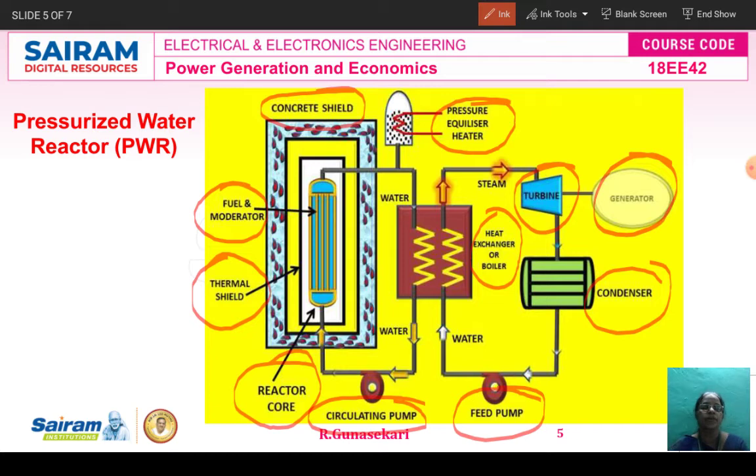So now you see the heat exchanger. The heat exchanger is between the reactor core and the turbine. In between, only the heat exchanger is there. So here there are two circuits. You see this is one, this is another one. The water comes to the heat exchanger, then again comes to the reactor. This is one circuit. In the other circuit, from the condenser the water comes to the heat exchanger, then the turbine, then the condenser. This is the other circuit.